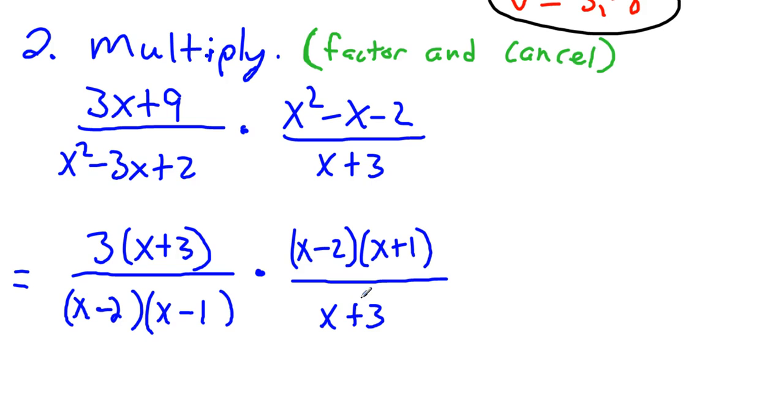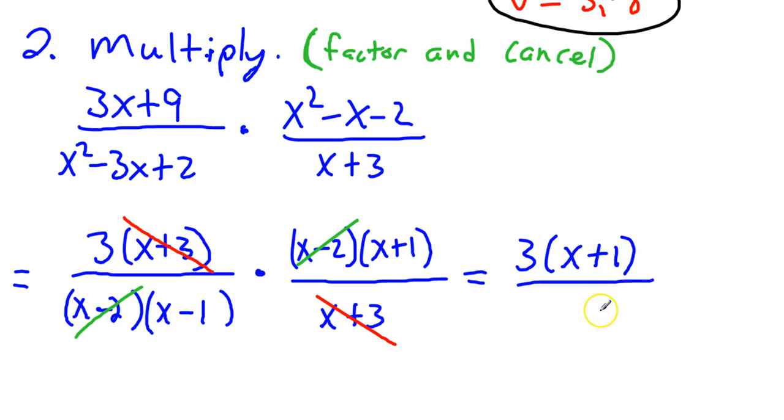And once you've got everything factored, now you can start canceling. You can get rid of the x plus 3's. You can also get rid of the x minus 2's. And those are one little number different because this is x plus 1. That one's x minus 1, so those don't cancel. So your final answer would be 3 times x plus 1 over x minus 1.